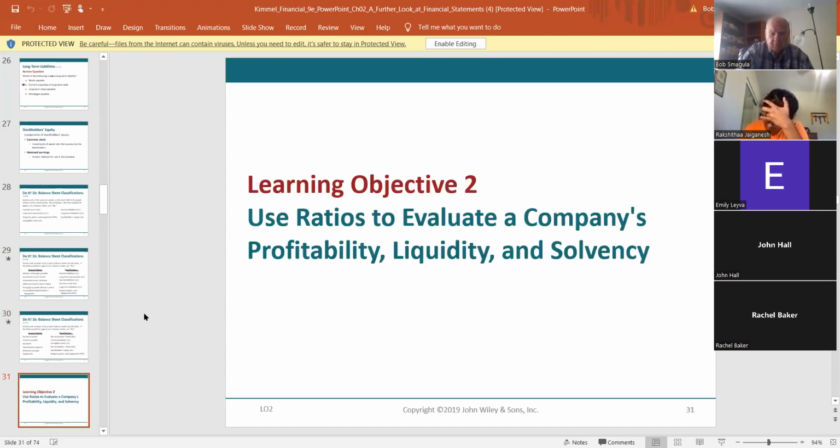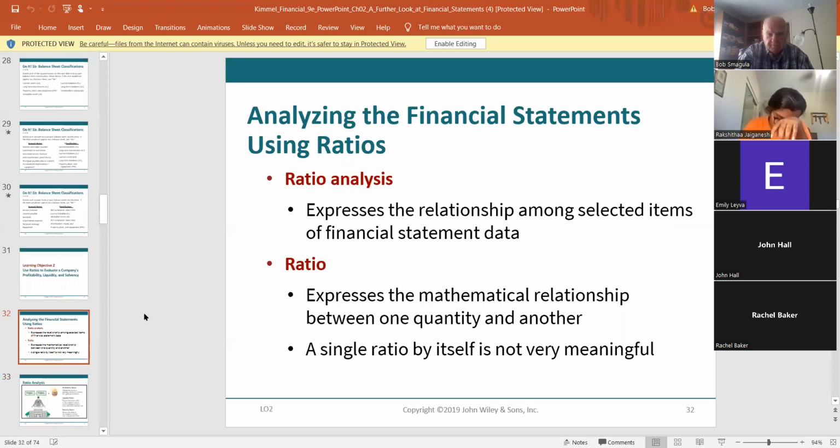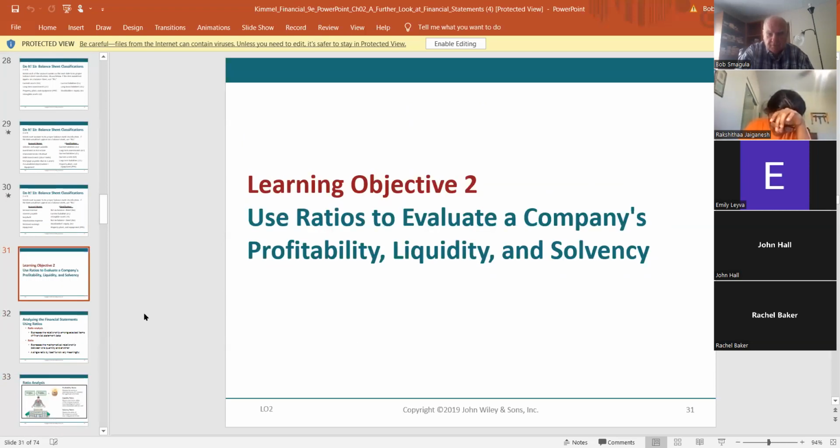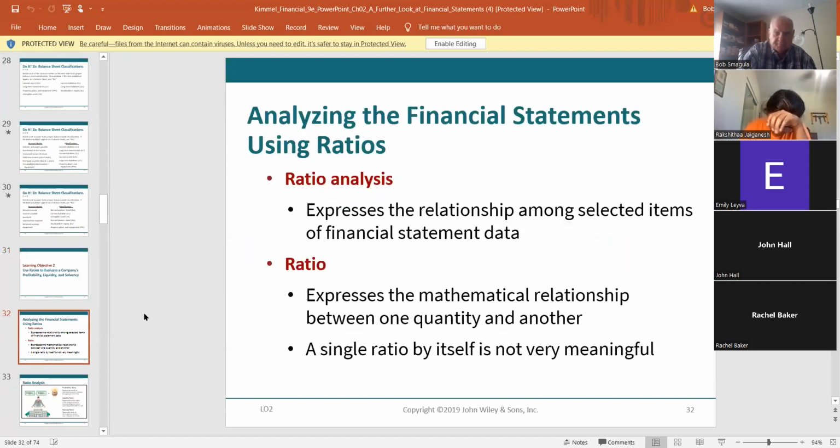Okay, let's get into something hopefully a little more interesting, a little more challenging, and very typical of things that companies do. We're going to talk about measurements of what's called profitability, liquidity, and solvency. We're going to take the income statement for a company, and its balance sheet at the beginning of the year and its balance sheet at the end of the year.